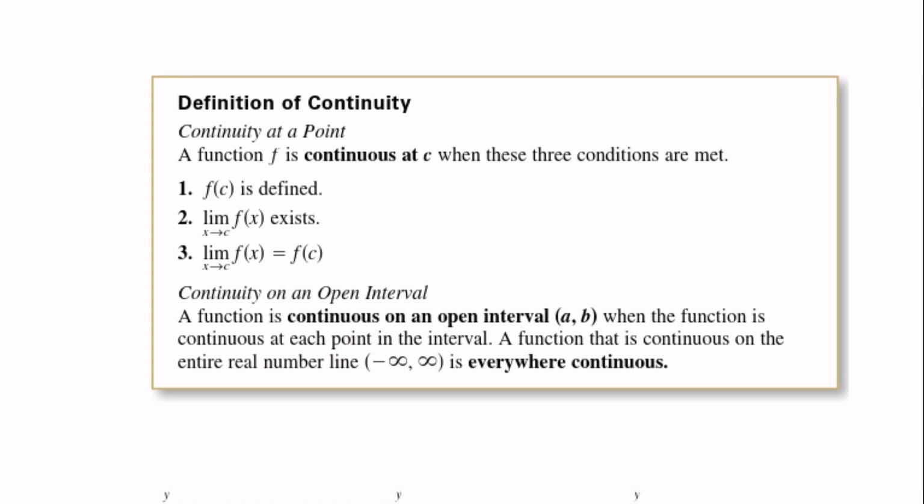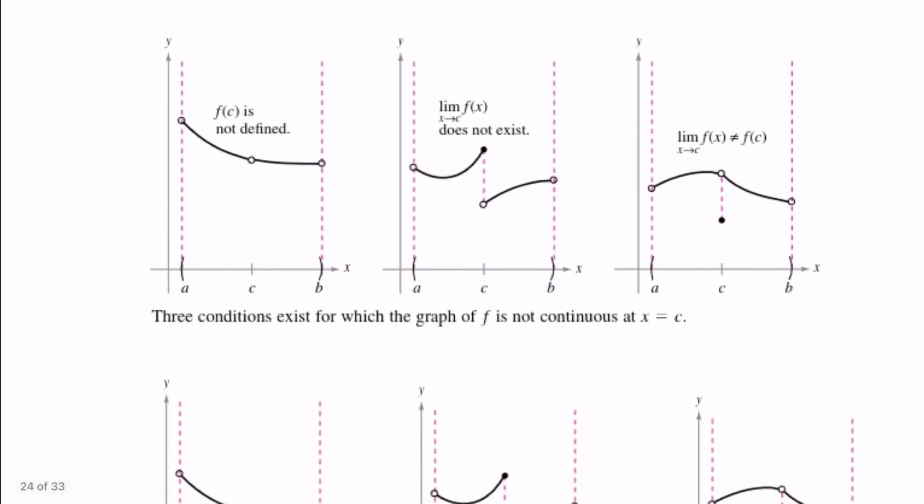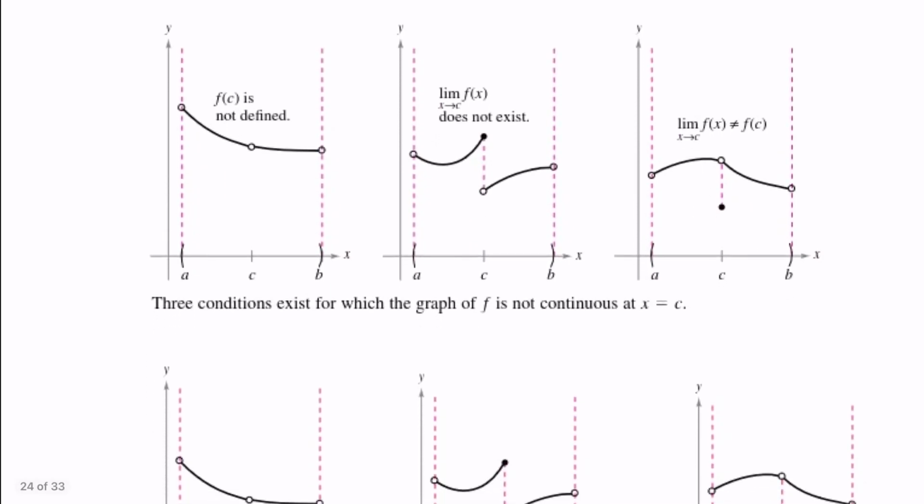A function is continuous on an open interval AB when the function is continuous at each point in the interval. A function that is continuous on the entire real number line, that's from negative infinity to infinity, is everywhere continuous. It's not point continuous, it is everywhere continuous. So let's take a look at some graphs to help our understanding.